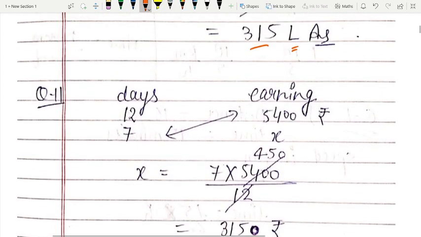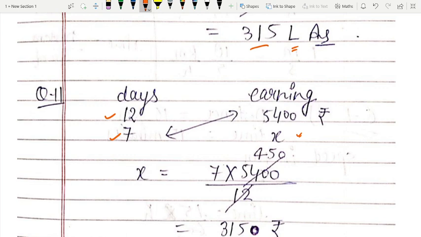Now question number 11, where the number of days is given. See question number 11, read: a laborer earns 5,400 in 12 days. First of all, in this question you need to see which unit is given two times. Here you can see 7 days and 12 days are given two times. Both are in days, and earning is asked in the question for the first part.